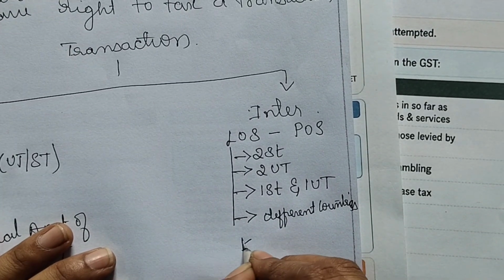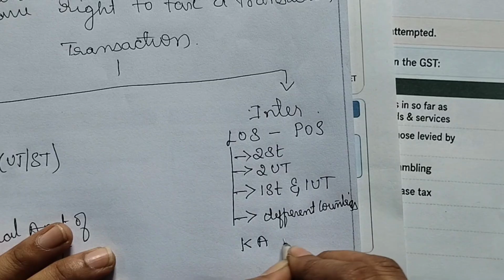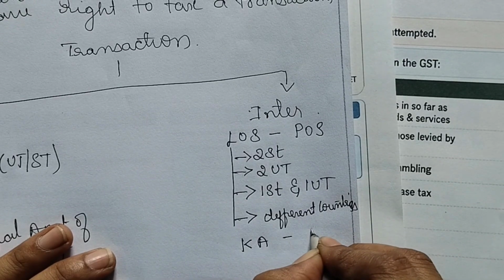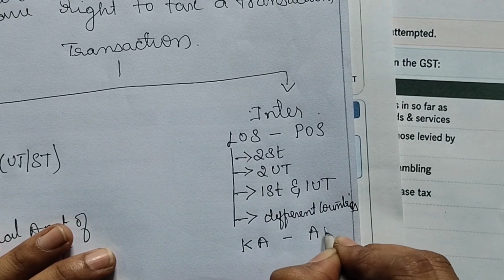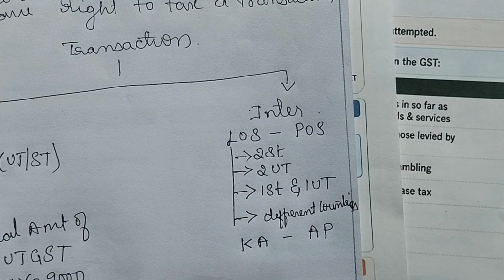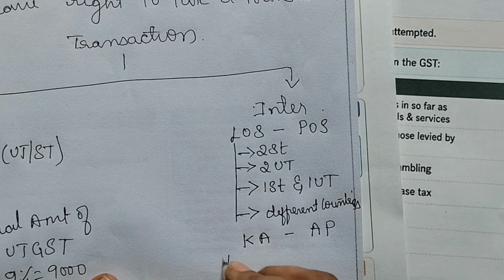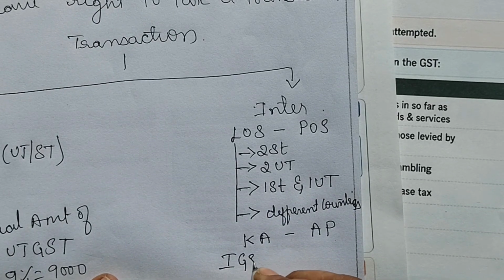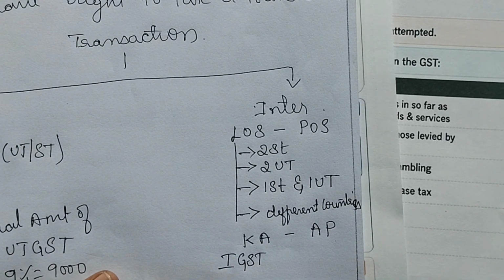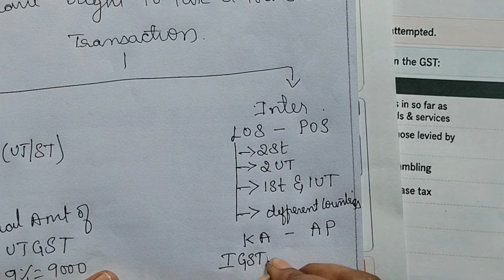Now, let's take an example. The location of supply is Karnataka. The place of supply is Andhra Pradesh. Now, how will they collect GST? Then IGST will be collected. What is IGST?